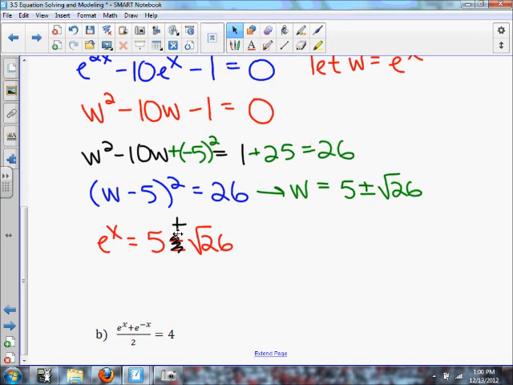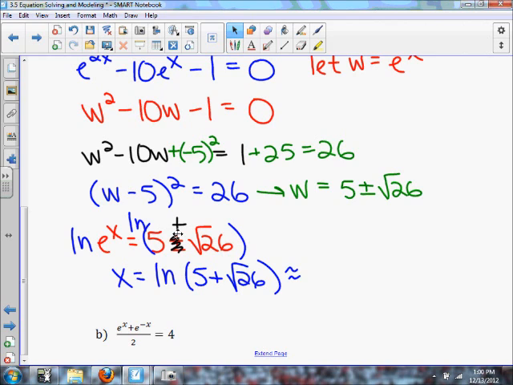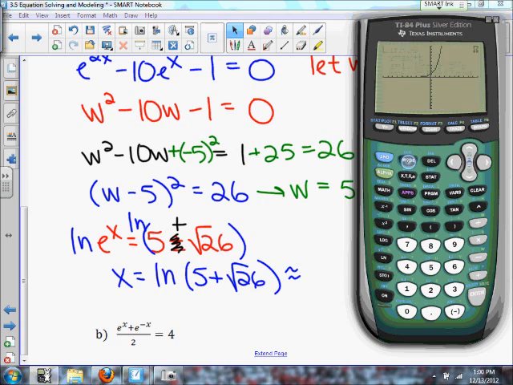Now, what is the inverse of e to the x? The inverse of e to the x is the natural log. So if I take the natural log of both sides, I'll have x is equal to the natural log of 5 plus the square root of 26. And what do you think the natural log of 5 plus the square root of 26 is? 2.312.